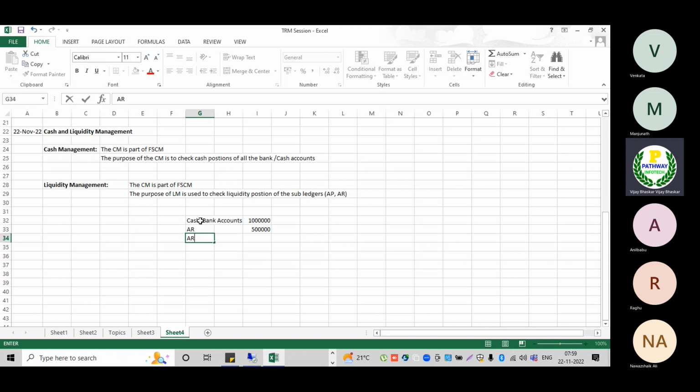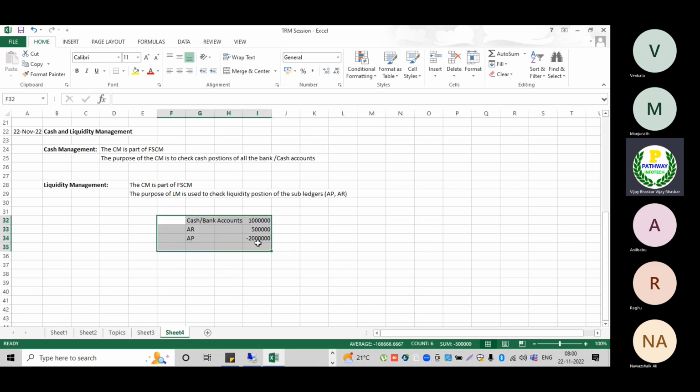Now the AR, let us assume accounts AP, accounts payable. Let us assume the payables amount is 20 lakhs rupees. Now you can see here the deficient amount is 5 lakhs rupees, meaning sufficient funds are not available with our organization. So the management will arrange the sufficient funds in order to overcome this situation. For this purpose, we have a concept, cash and liquidity management.